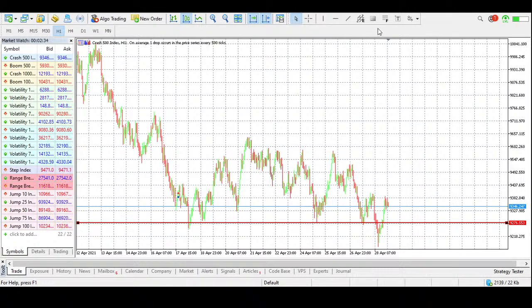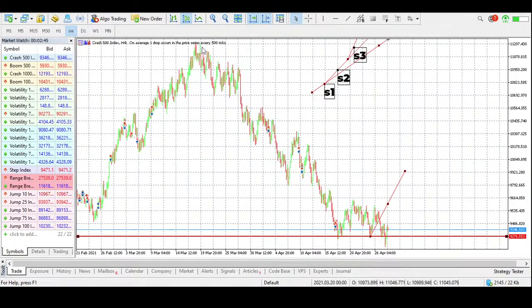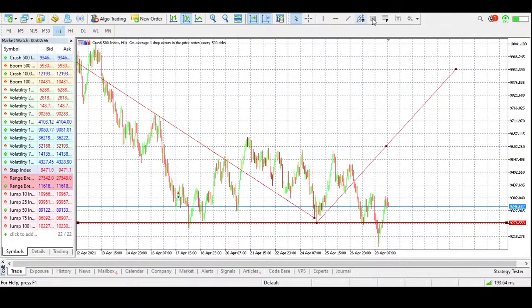Actually this was supposed to move up. This is where I entered the trade. When it bounced off, I entered a buy here and I set my TP somewhere here, because I knew from H4 that after a long trend it was going to go back up. So I set my TP somewhere here and I entered a buy.